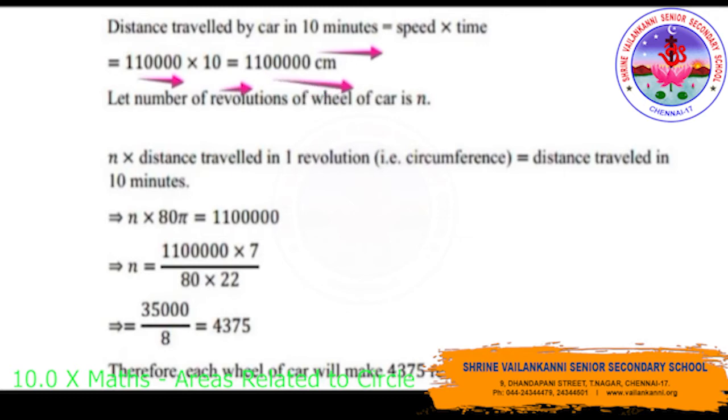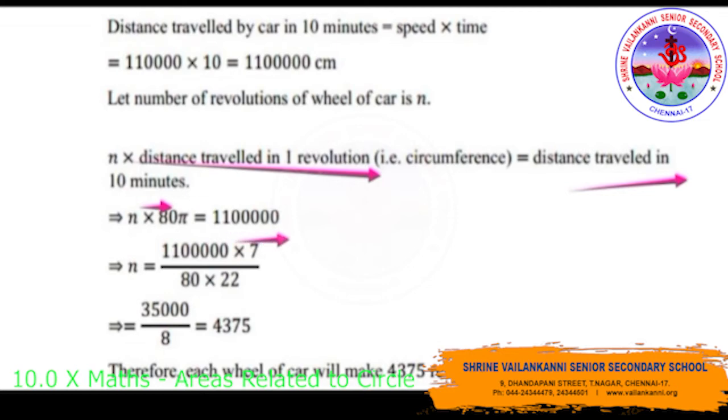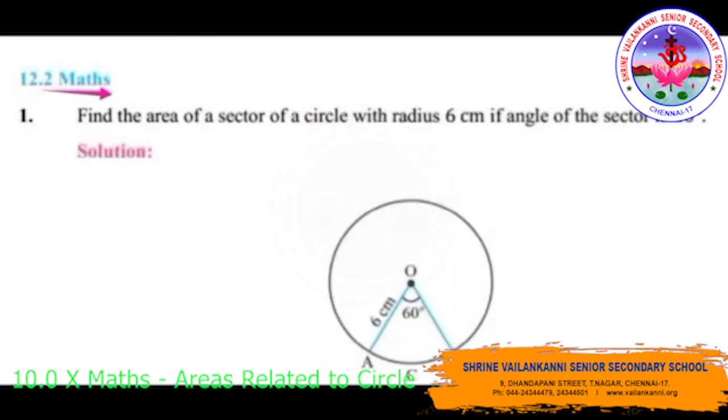Now I need to find out the number of revolutions. The number of revolutions can be found out by multiplying n into the distance travelled in one revolution, which will be equivalent to the distance travelled in 10 minutes. So we found out the distance travelled in 10 minutes as 11 lakh. So I am writing n into 80π is equal to 11 lakh. n is equal to 11 lakh divided by 80π. I will be getting n is equal to 35,000 divided by 8, which is equal to 4,375. Hence, the number of revolutions made by the wheel of a car will be 4,375 revolutions.